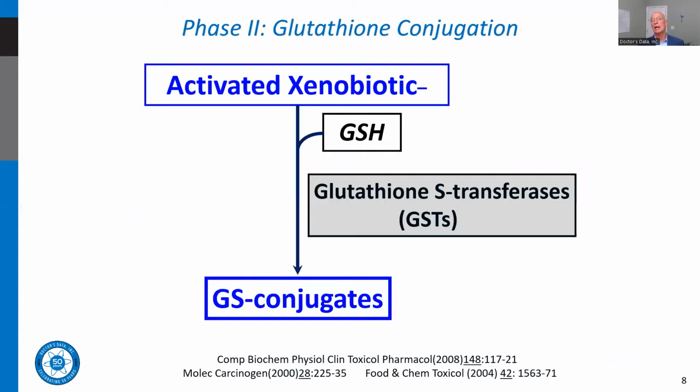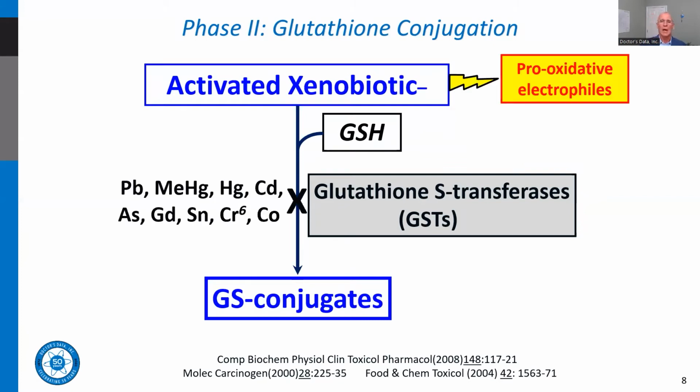But we also have an issue at phase 2, and that is where we have that more toxic activated xenobiotic being conjugated by things like glutathione under the influence of glutathione S-transferases to form these conjugates that are excreted in the urine and the bile. But once again, we have the metals. They can inhibit the glutathione S-transferases, and that results in a backup of the activated xenobiotics, which are in fact pro-oxidative electrophiles, which further contribute to oxidative stress.